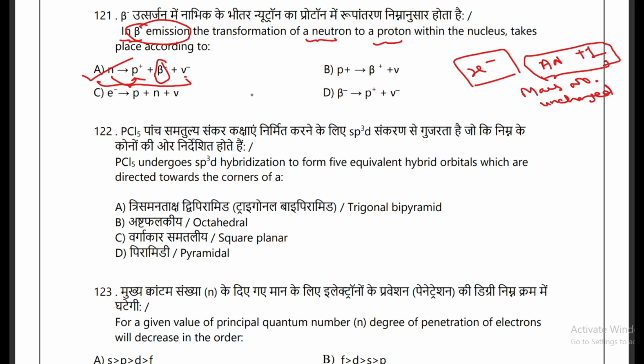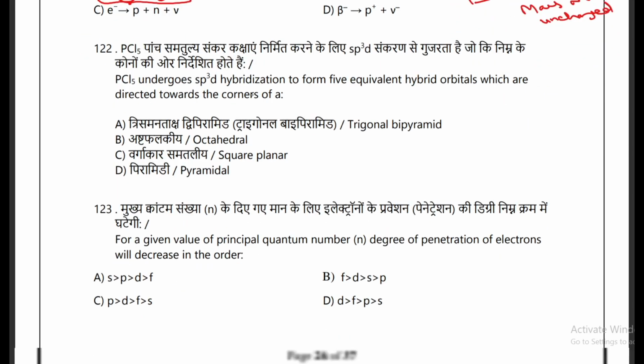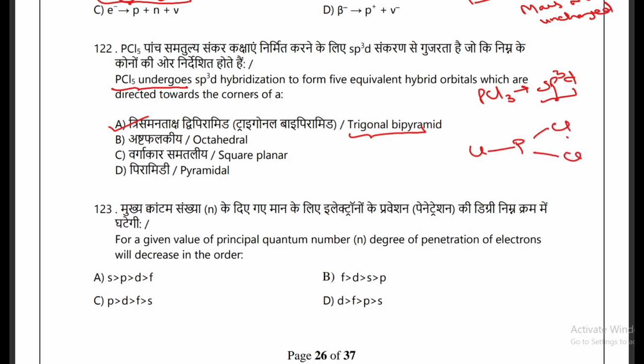In the next question, PCl5 undergoes sp3d hybridization to form 5 equivalent hybrid orbitals which are directed towards the corners of. So PCl5, its hybridization is sp3d, and corresponding to this hybridization, its structure will be trigonal bipyramidal. So A option is your correct answer, and in its structure 3 bonds are at equatorial position and 2 bonds are at axial. Okay, so A option is your correct answer.